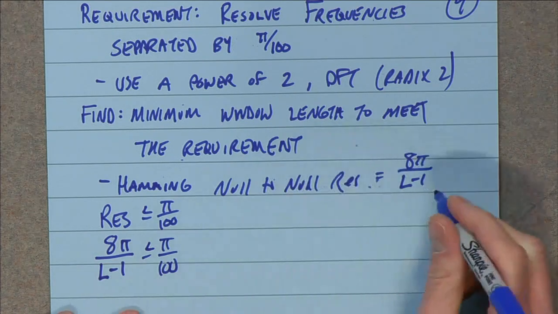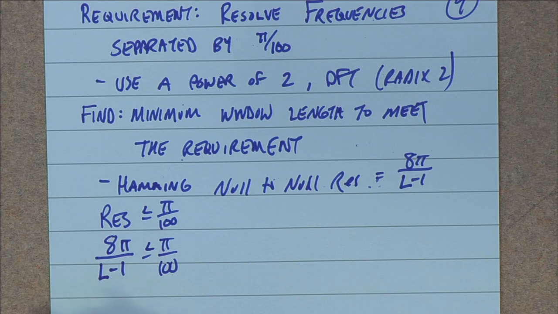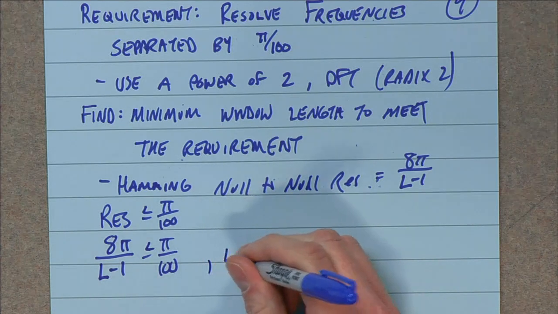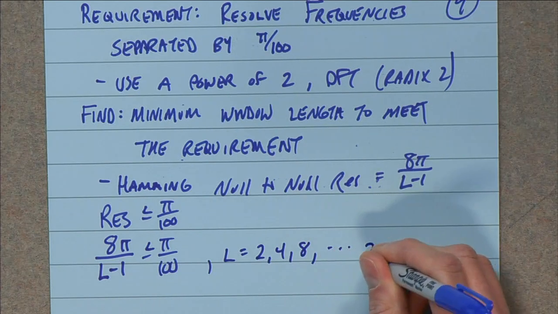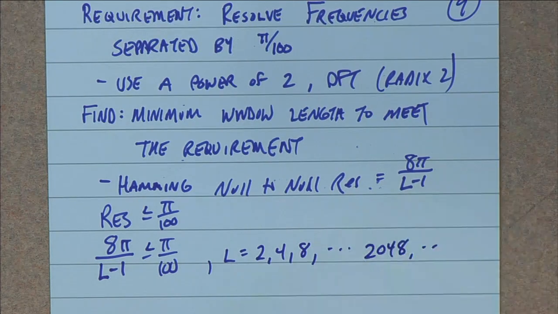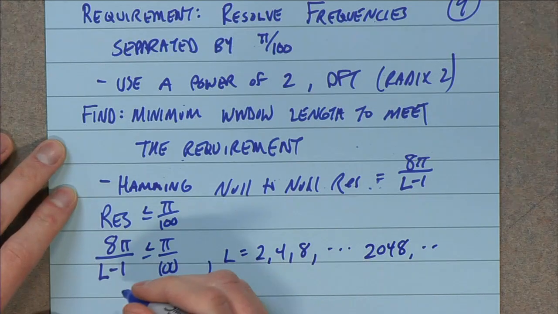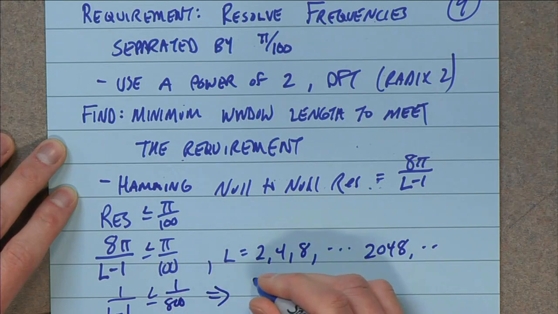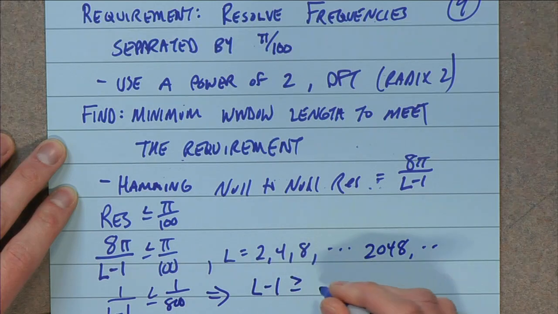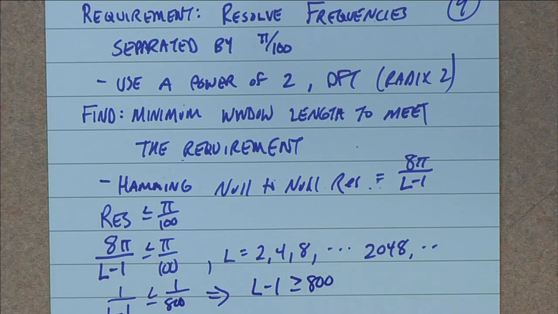But we also know that L can't just be any old number. L has to be a power of 2. So L can be 2, 4, 8, and so on, 2048, etc. So if we solve for this, the reciprocal of L minus 1 is less than what? Divide by pi and divide by 8. That would imply that L minus 1 is greater than or equal to 800.